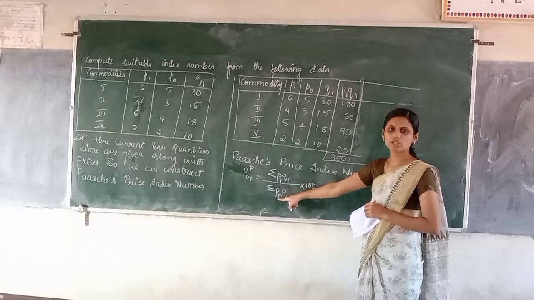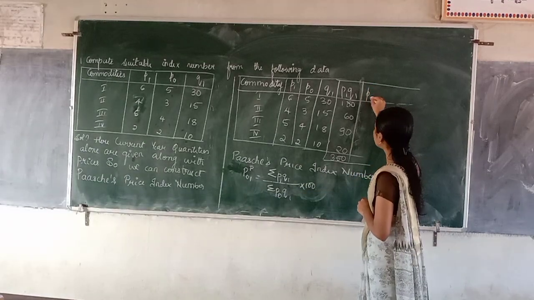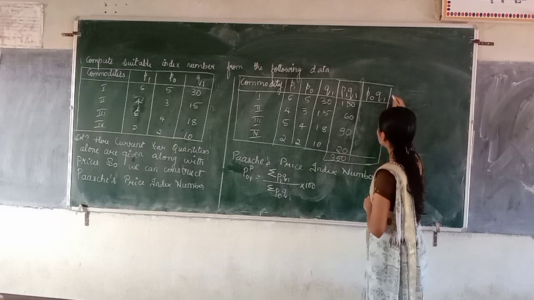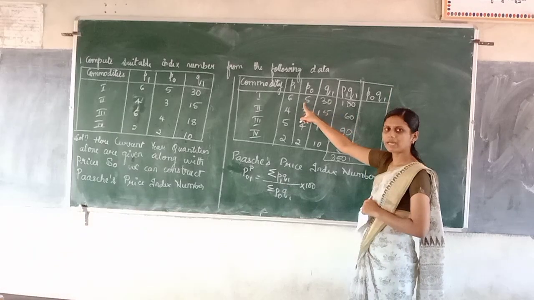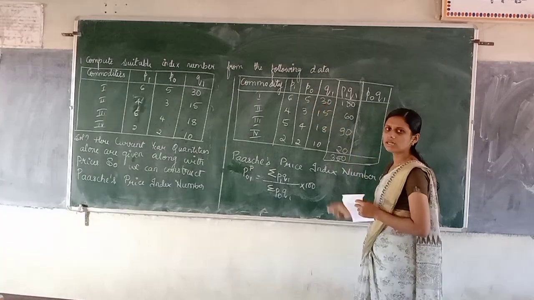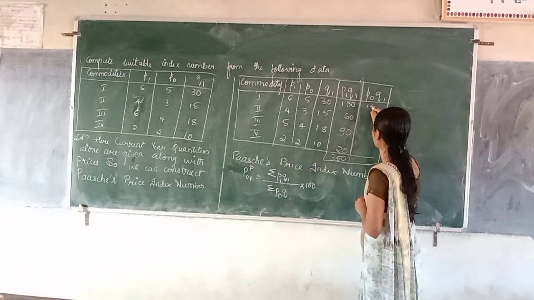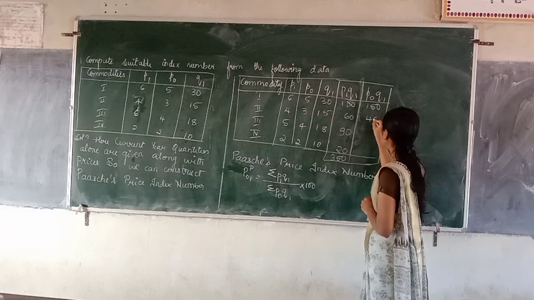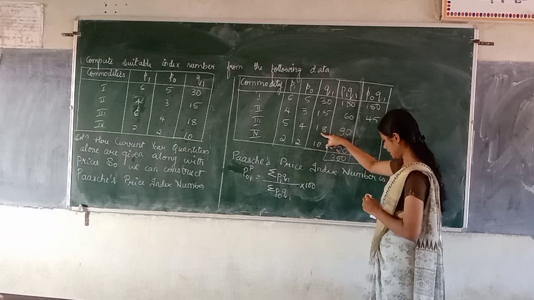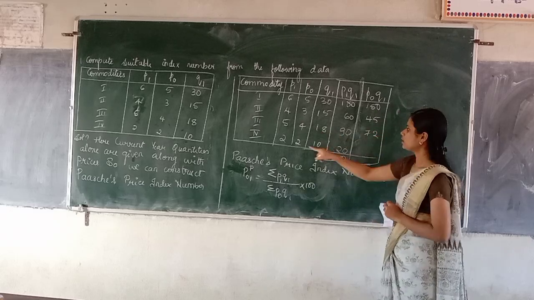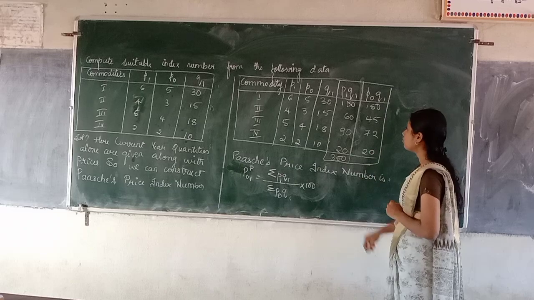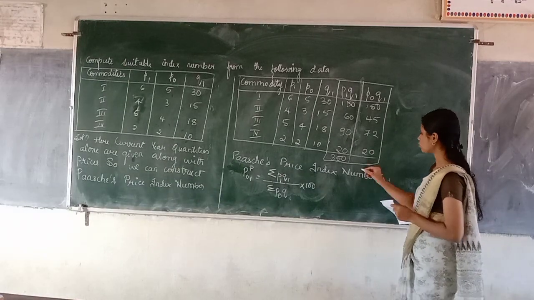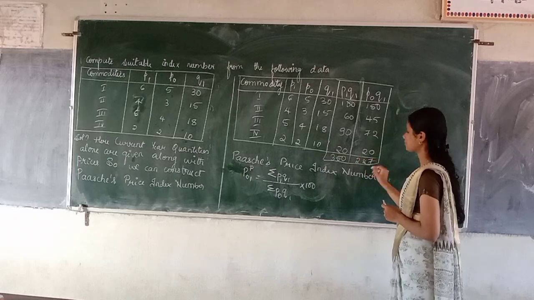Next you need summation of P0 Q1. So the next column will be P0 Q1. So P0 Q1 means you are going to multiply P0 column with Q1 column. 5 into 30, it is 150. Next 3 into 15, it is 45. Next 4 into 18, 72. Then 2 into 10, 20. Now we are going to make the total of this column P0 Q1. When you make the total it comes to 287.